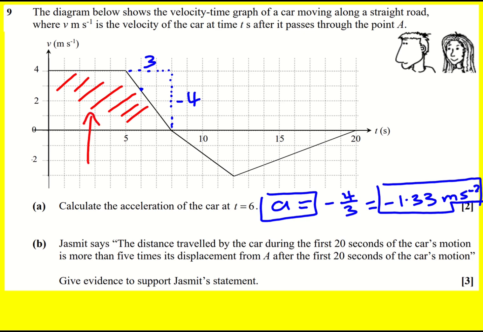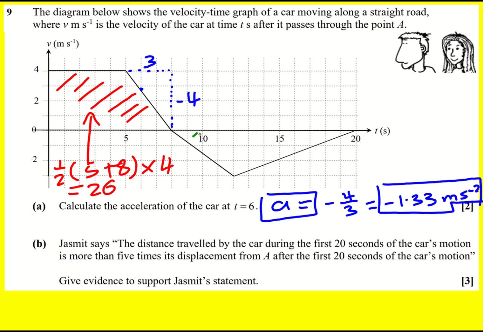Now that is just the area of a trapezium, or you could split it into a rectangle and a triangle, but best to learn the area of a trapezium. It's half times the 2 parallel sides added together. So it's going to be 5 plus 8, and then times by the height, so 4. That's going to be 2 times 13, or 26.